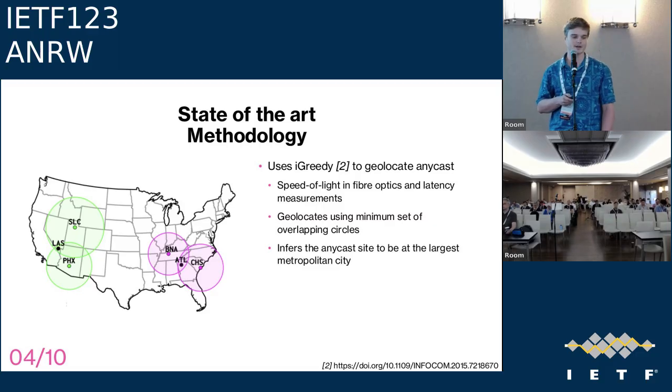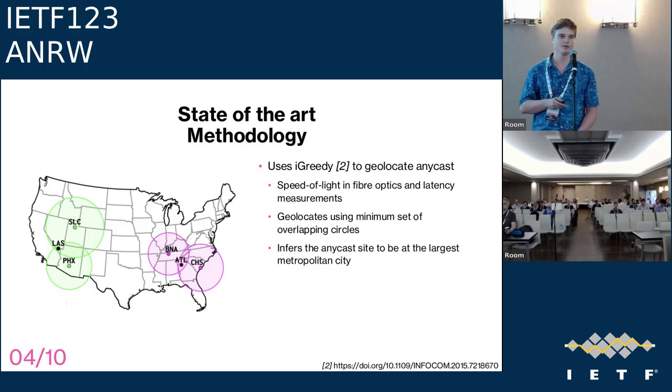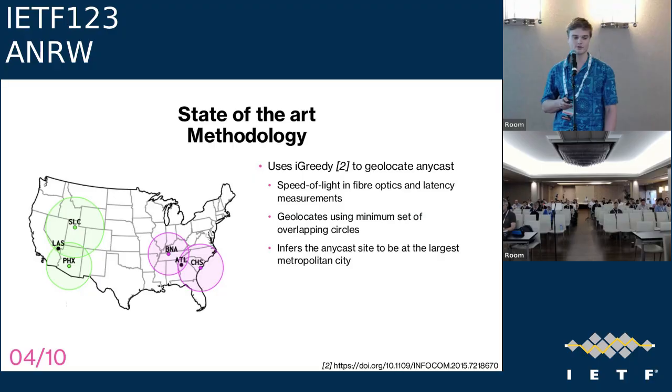They do not overlap, and that is because this is an Anycast IP in this example, and the algorithm detects that there's a speed of light violation, and then it looks at the minimum set of overlapping circles. So the purple and the greens, they overlap in separate locations, and then it infers the location of the Anycast sites to be in the largest metropolitan area of those regions. In this example, Las Vegas and Atlanta.